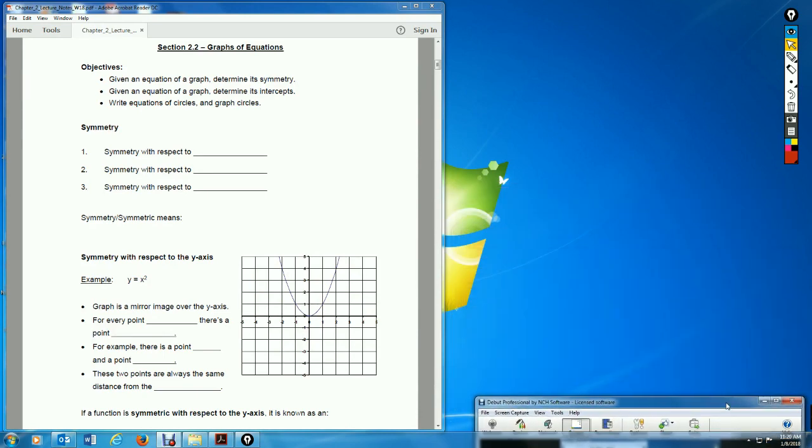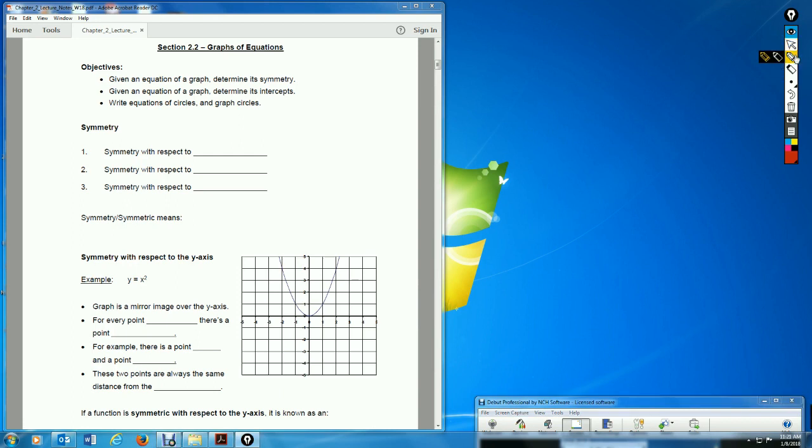Okay, let me resume. I'm on section 2.2 now. And again, there's only a few things we want to look at. We want to look at symmetry of equations. We want to look at intercepts of equations and equations of circles and graphs of circles.